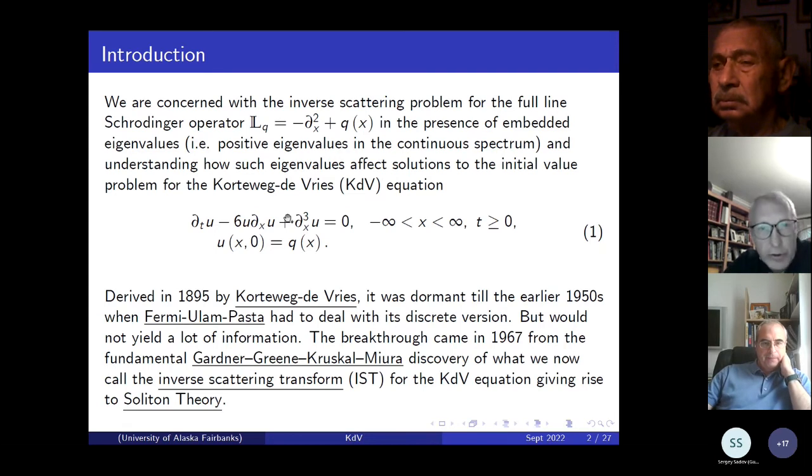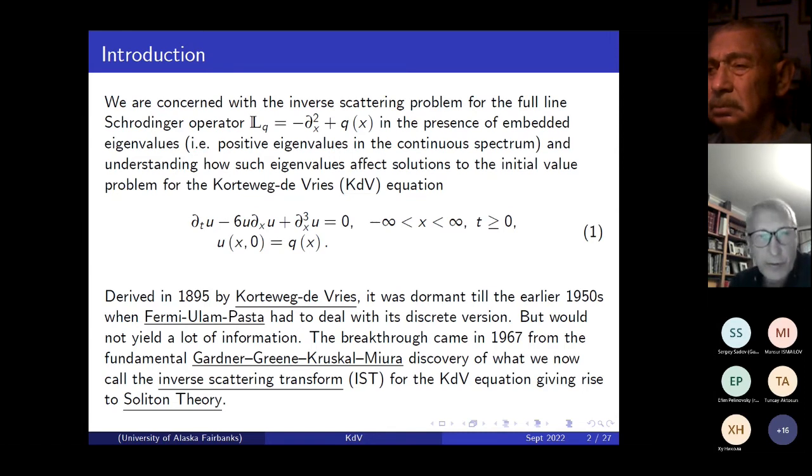So this equation looks really easy, but unfortunately, it doesn't yield much as is, if you try to deal with it in a straightforward manner. And it was long after Korteweg and de Vries derived this equation, which was derived to describe certain types of water waves. It was dormant for decades because no one knew how to crack it open.